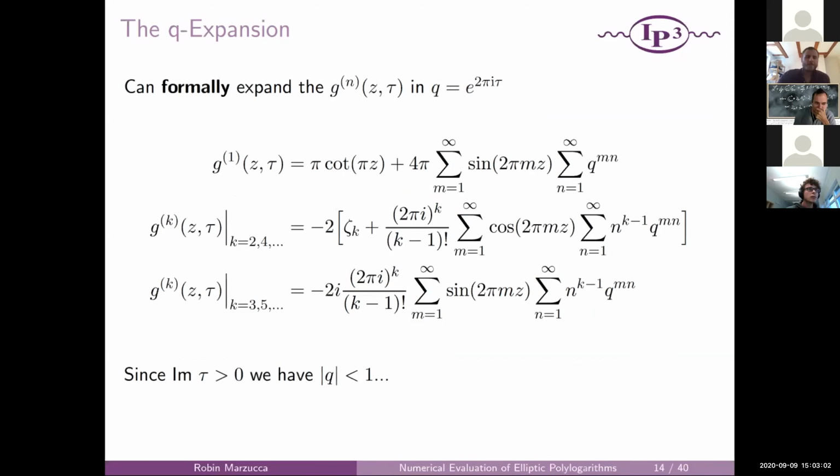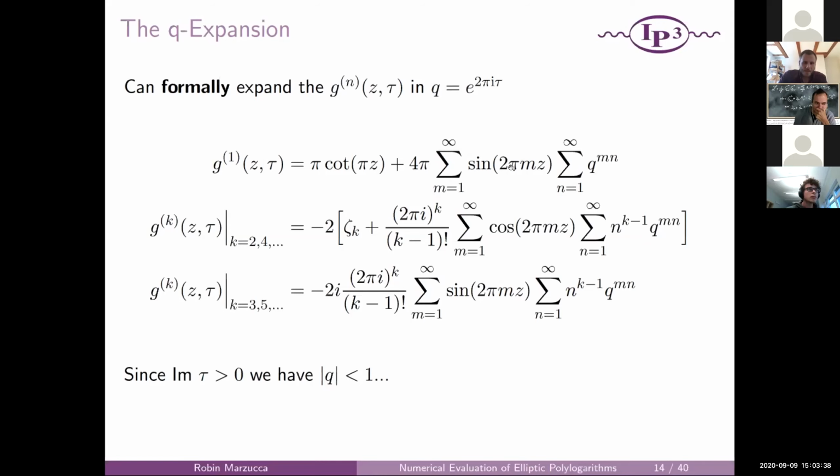Okay, now these coefficients G can be formally expanded as a q-series, where q is defined as e to the 2 pi i tau. And the expansion looks something like this, which you may or may not have seen before, but you probably have. And of course, if tau is in the upper half plane, if the imaginary part of tau is larger than 0, that means that the modulus of q is smaller than 1, which is a good sign for this thing to converge.